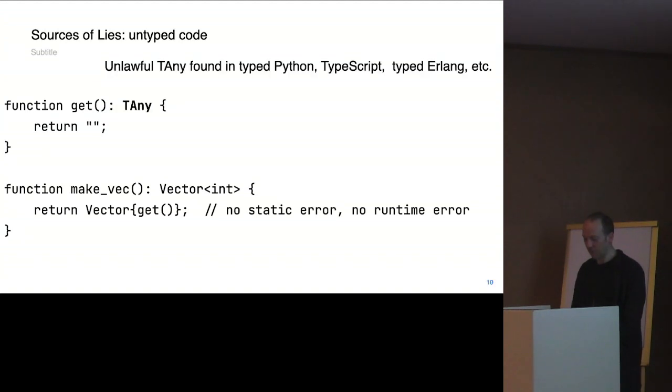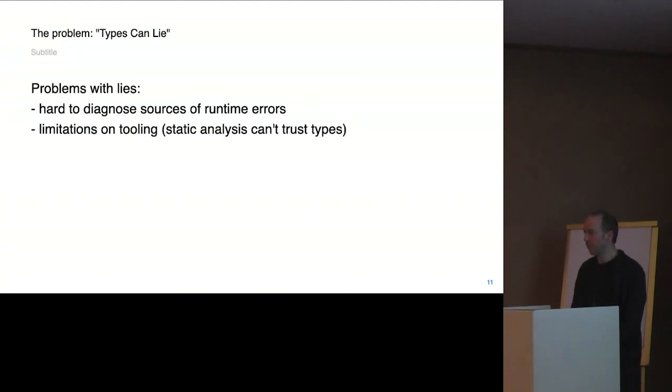Yeah, this is where we infer a T-any type. What's the problem with lying? Why do we care that types used to be able to lie in Hack? Well, we actually hit some real problems at Meta with lies.